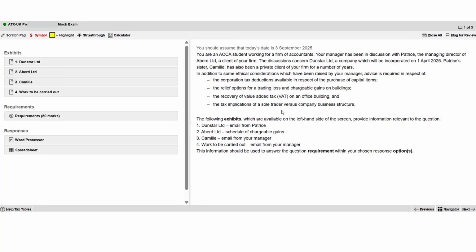And this was a fairly typical Section A question, with the overview on the main screen, which just gives you an indication of the different areas covered. And I would always start by looking at the work to be carried out, where you'll find the detailed requirements and a breakdown of the marks.